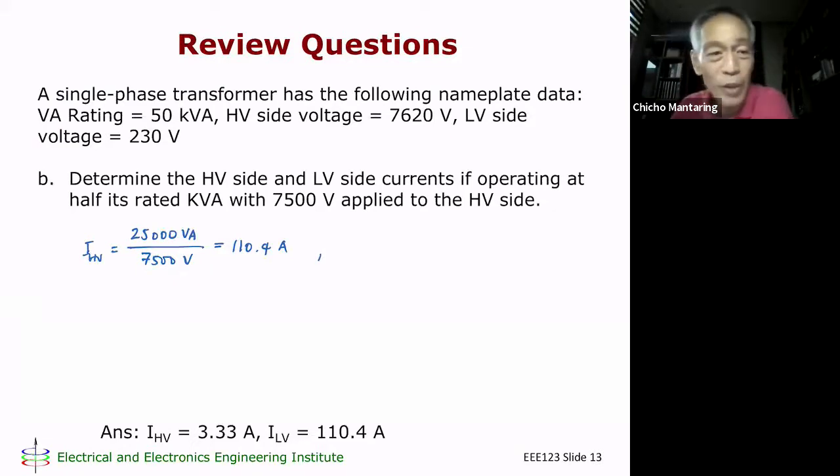Okay. Now, what is going to be your low voltage side current? No? Your low voltage side current, I low voltage, is going to be 110.4 multiplied by 230 over 7620. This is 1 over A. No? In fact, if your low voltage side is the primary, the high voltage side is the secondary, then this is going to be the secondary over the primary, or 1 over A. Okay, so you're going to get here 3.33.